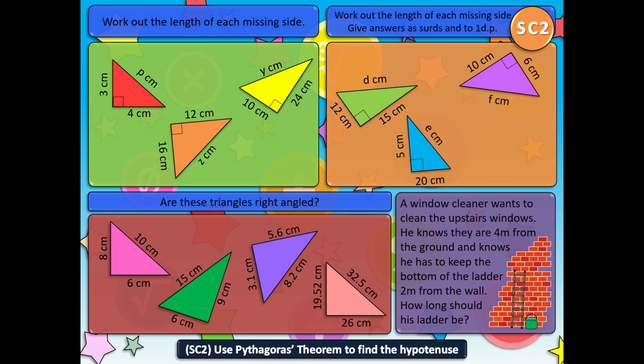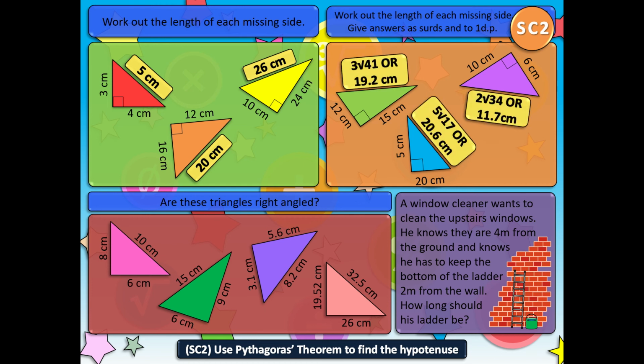Here's some questions for you to have a go at. You can leave your answers as surds, or you can leave them to 1 decimal place. Pause the video, and when you're ready to mark your work, press play. Here are your answers. So there's your green answers, there's your amber answers, there's your red answers, and there's your purple answer.